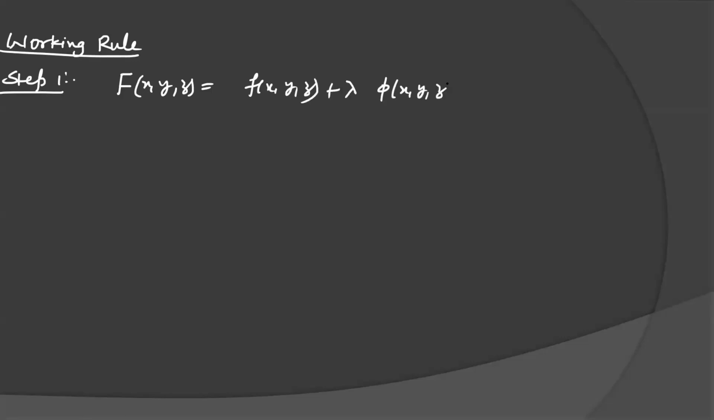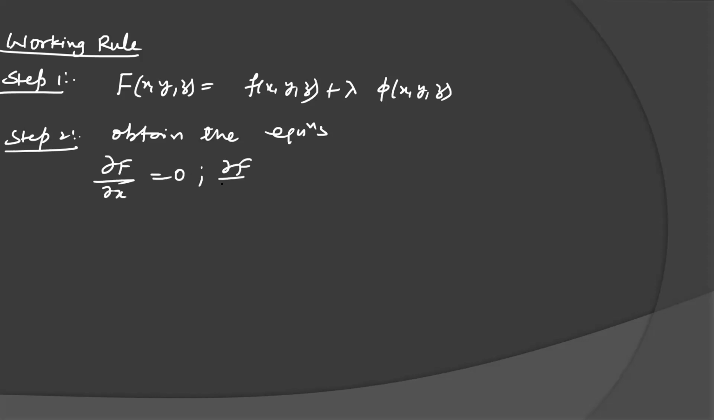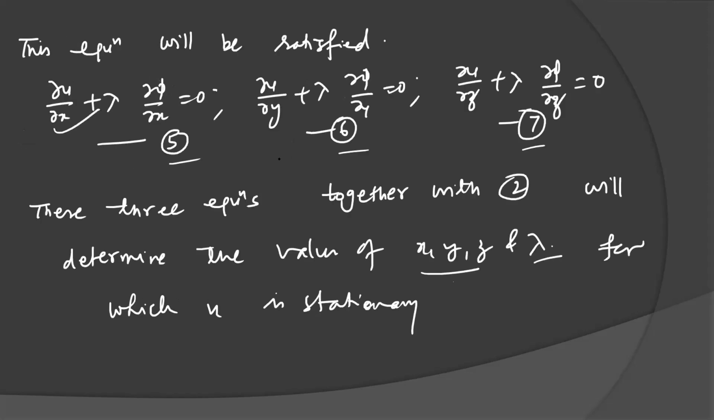Working rule. Step 1: We will write capital F(x, y, z) equal to the given f(x, y, z) plus lambda times the given relation phi(x, y, z). If you have two relations, then lambda 1 and lambda 2, but in our syllabus only one relation is given. Step 2: Obtain the equations del F by del x equal to 0, del F by del y equal to 0, del F by del z equal to 0. You will get the same three equations.